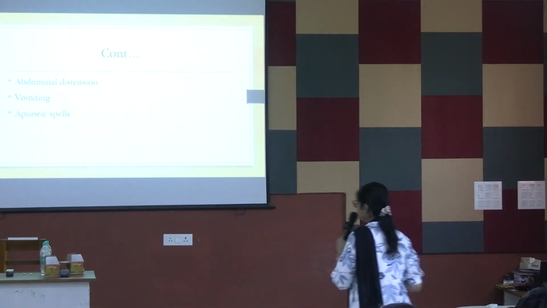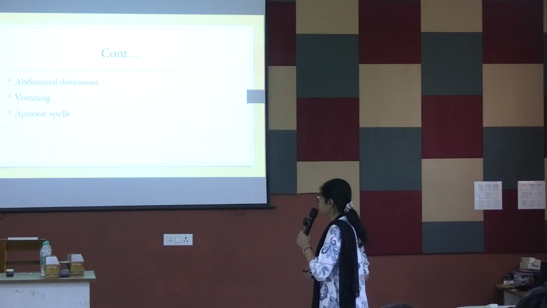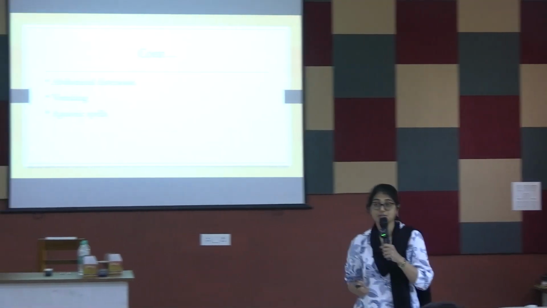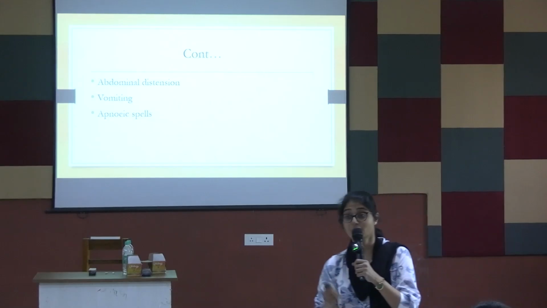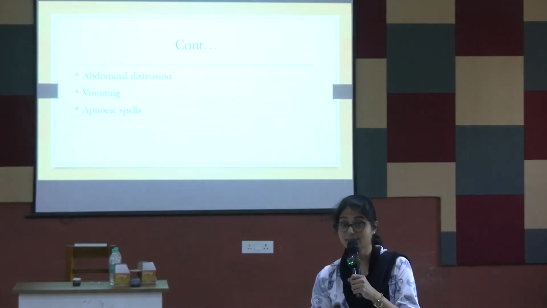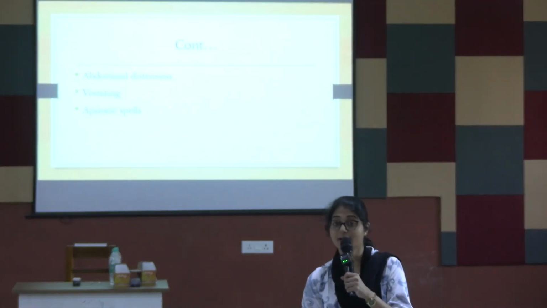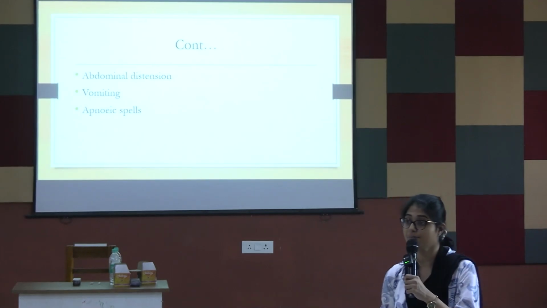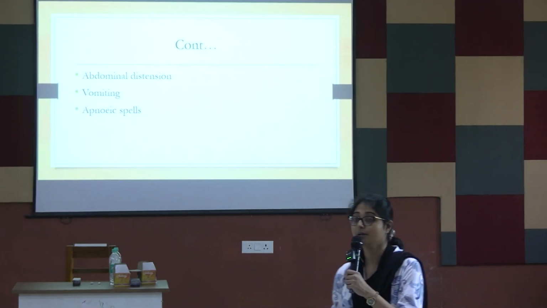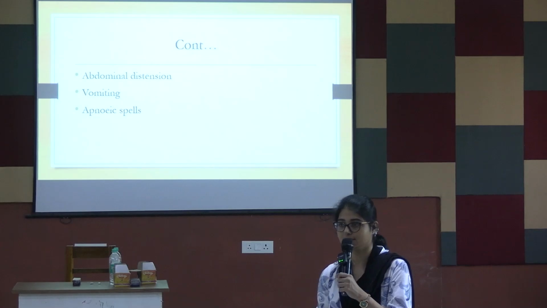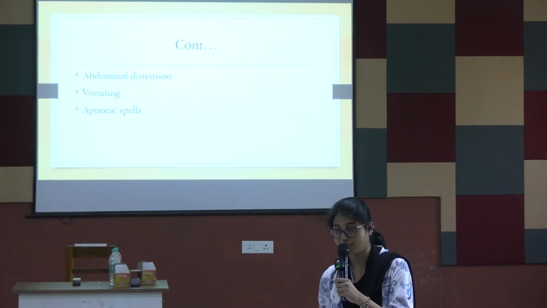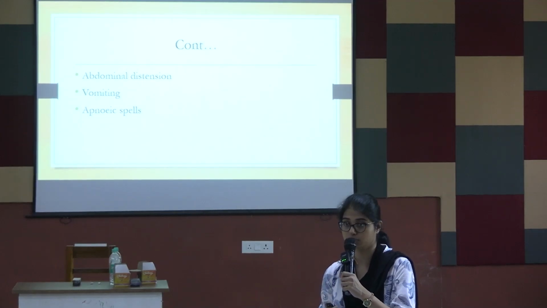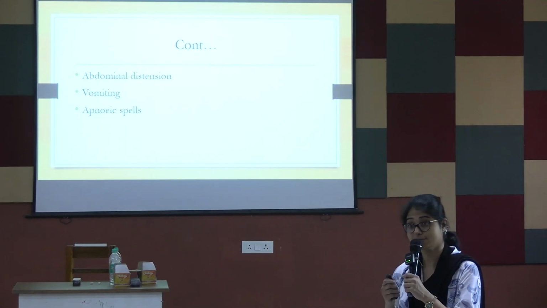Then if there is distension of the abdomen, if there is vomiting, abdominal distension means what? There is some infection inside the abdomen. The baby is not digesting the feeds. That's why the baby is vomiting. There is a condition that happens mostly in preterm newborns called necrotizing enterocolitis. In that condition, the abdomen is distended, the baby is not feeding well, the baby is vomiting, the baby is having bloody stools. So these are also pointers of sepsis.